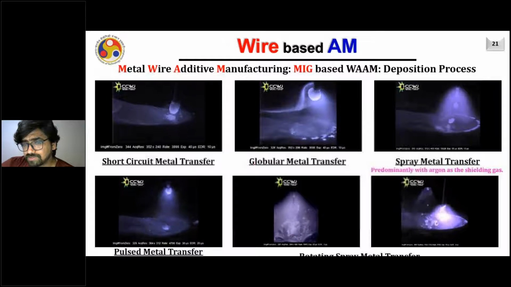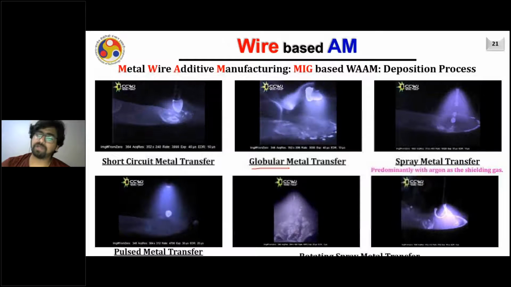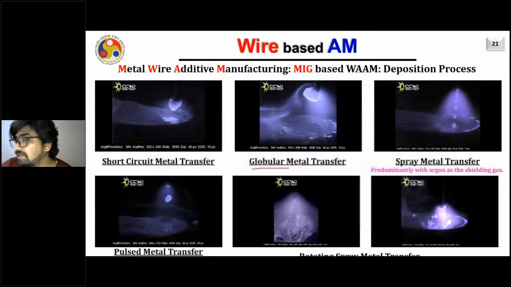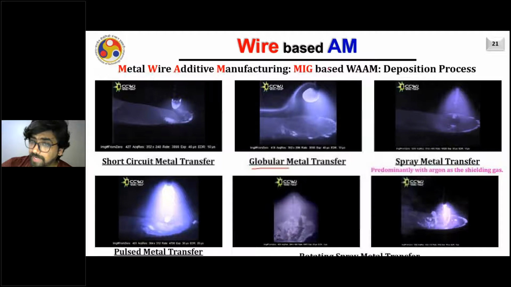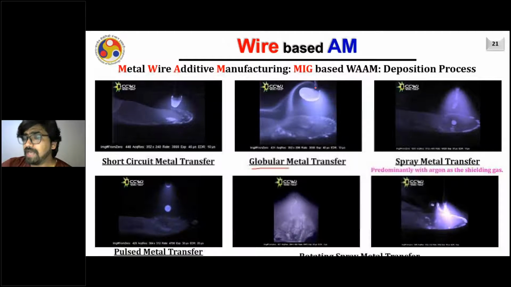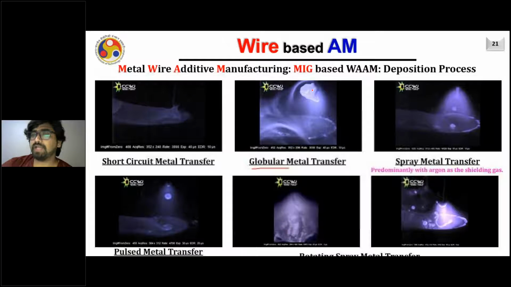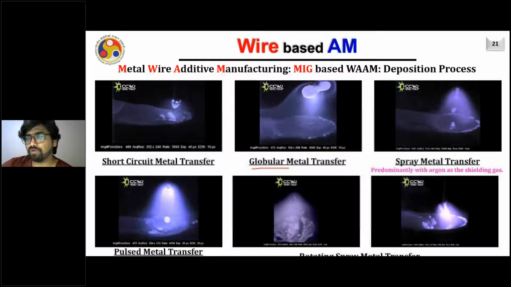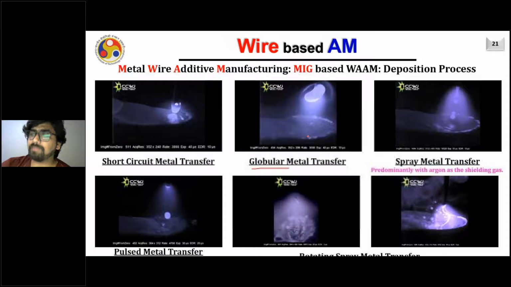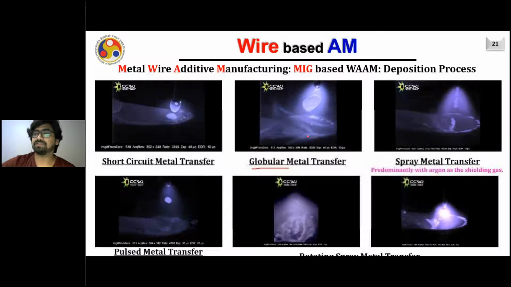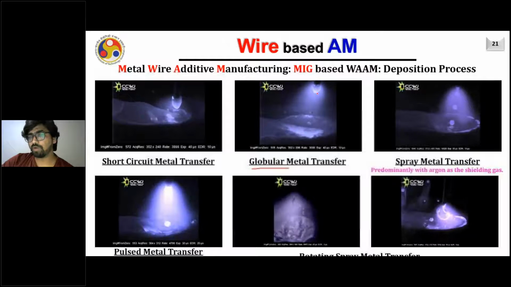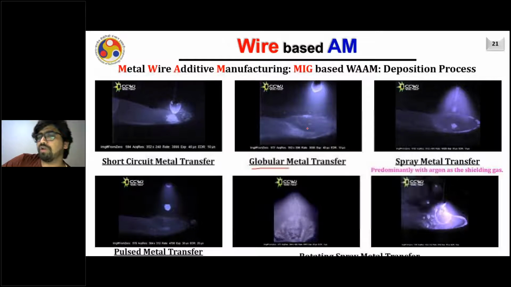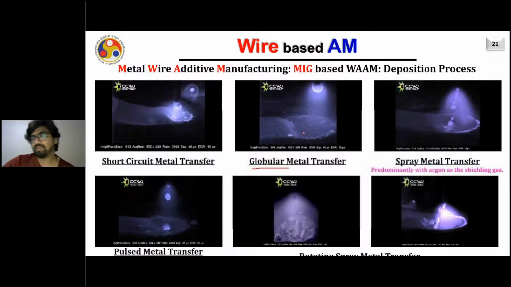While the second case you can see is for the globular metal transfer. So what happened in the case of globular metal transfer? There's a wire, right? And you supply a right amount of current, and as the current is sufficiently high, it will melt the wire here itself. It will not wait till the short circuit will happen and then the current will increase. In that case, the droplets of the metal will form, and they will fall into the melt pool.